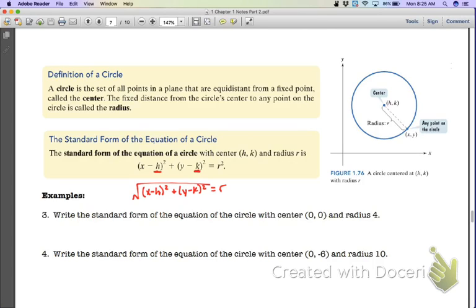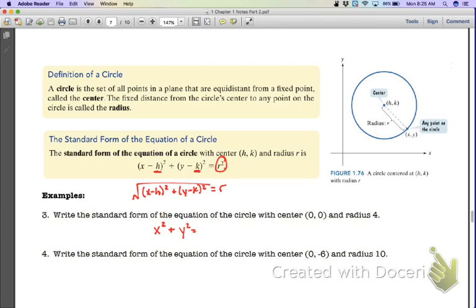So on 3, it says, write the standard form of an equation of a circle with a center at 0, 0, and a radius of 4. So is there anything that I need to do with x minus 0 and y minus 0? Can I do anything with that? No. So it's just going to look as simple as x squared plus y squared. Now, it says the radius is 4, so what do I need to do? If the radius is 4, what is everything actually equal to?